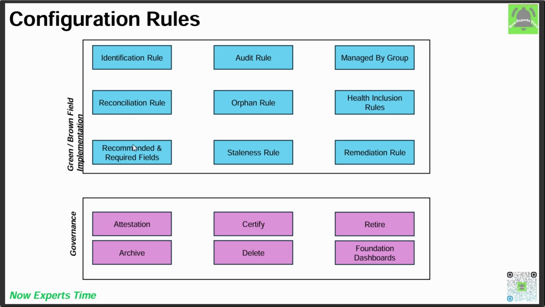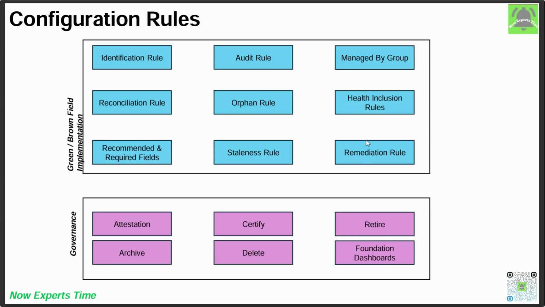Recommended and required fields are simple and straightforward: which field is required and which is recommended. That agreement needs to happen with the business, and you need to establish those configurations in your CI Class Manager itself. Next, the audit rule: what type of audit I need to prepare, and based on the audit, how many tasks I need to create. This is also available in your CI Class Manager.